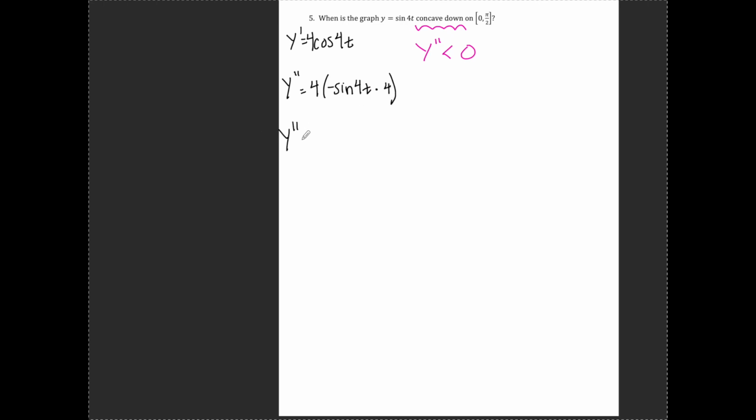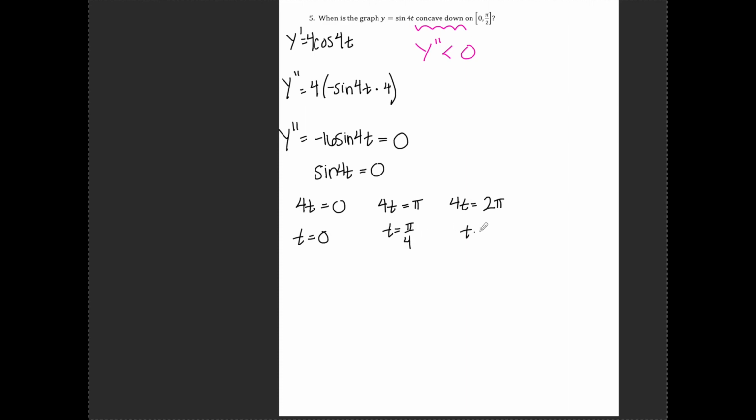If I clean that up, I have y prime prime is negative 16 sine of 4t. I first need to set this equal to 0 and solve for t. So I have sine of 4t equals 0. And I know that sine is equal to 0 at 0, pi, 2 pi. If I solve each of these, I get t equals 0, t equals pi over 4, and t equals 2 pi over 4, which is pi over 2. Each of these answers is within this interval that they gave me.